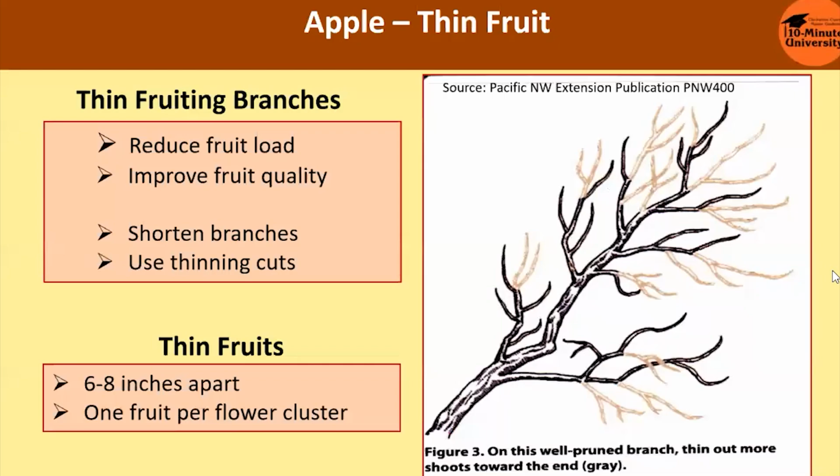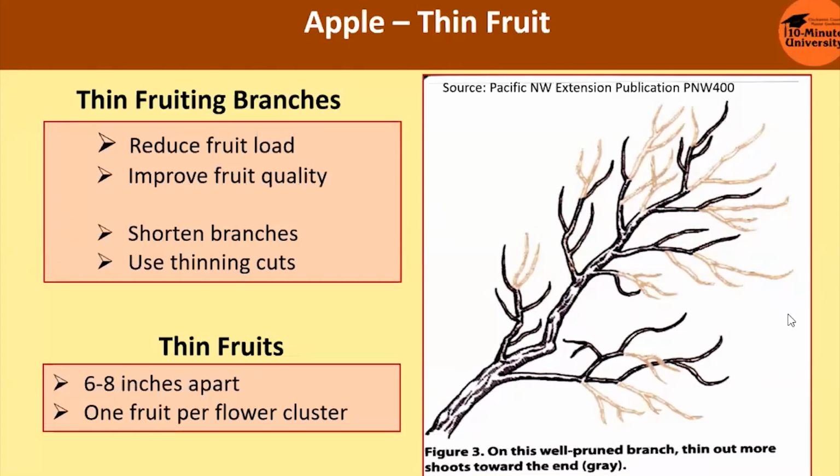And finally, we need to address fruit. Sure, we grow fruit trees in order to harvest fruit, but it's important to manage the fruit load, because if we don't, we end up with perhaps more fruit, but of poorer quality. And in the worst case scenario, the heavy fruit load can break the branches, wreck our framework of the fruit tree, and create major problems.